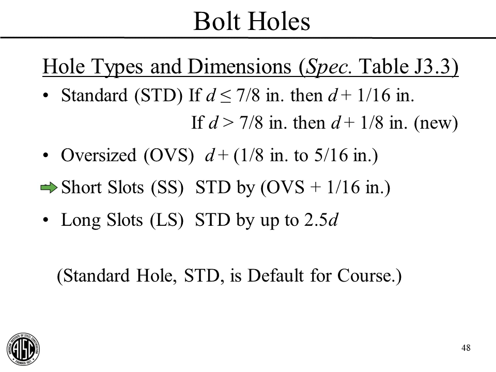Slotted holes, we have short slots, and these are very popular. The short dimension of these is the same as a standard hole diameter. And the longer dimension is going to be the oversized hole diameter plus 1/16 of an inch. These are very, very commonly used. We also have long slotted holes. The short dimension of those is a standard hole diameter, and the long slot is a dimension that's up to 2.5 times the bolt diameter. For our course, our standard hole is going to be the default. So if we have holes there and I don't tell you what diameter or what kind of hole, that's what we're using. That's just the default.